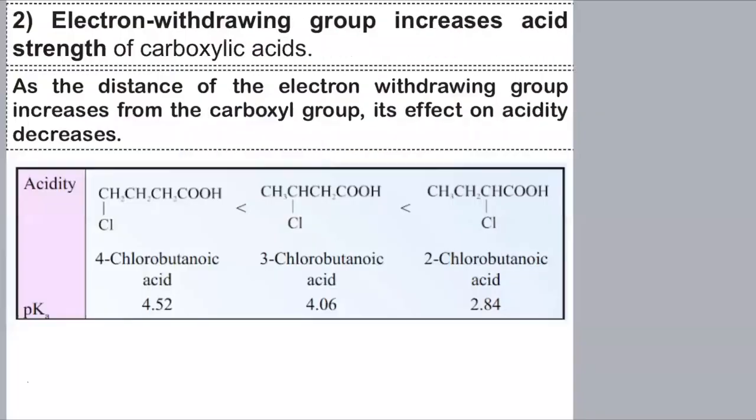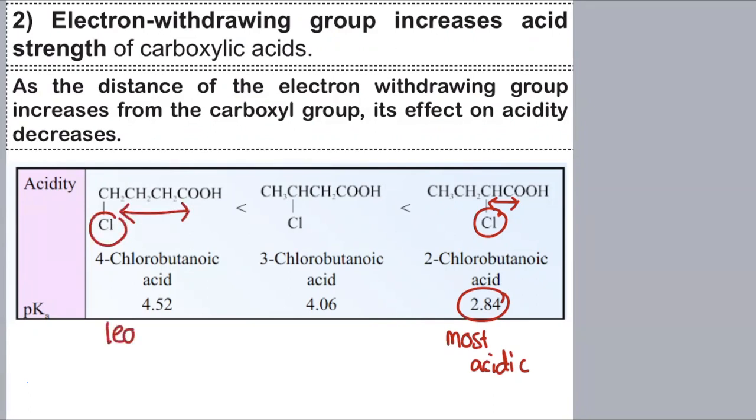The next one, you can see the closer the chlorine is to the COOH group, the more acidic it is. And then the chlorine furthest away from the COOH is the least acidic, because the electron withdrawing effect is the weakest.